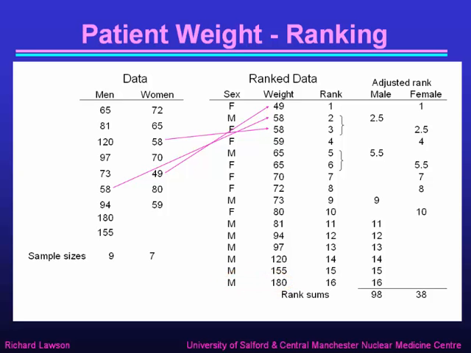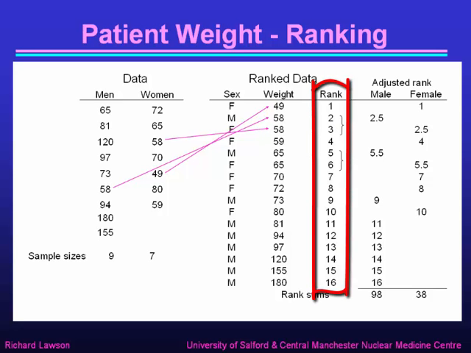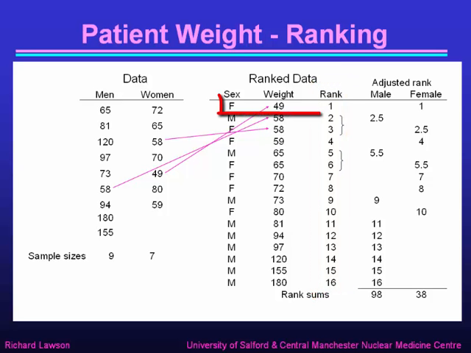Then we allocate them all ranks, 1, 2, 3, 4, 5, all the way up to 16. So the rank of 1 belonged to a female, so I put the 1 rank in the female column. Now we've got 2 patients who had a weight of 58. They were ranked 2 and 3. So we actually share the rank between them, giving them a rank of 2.5 each.